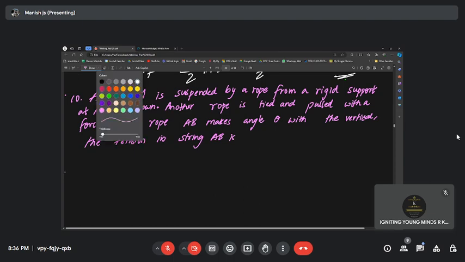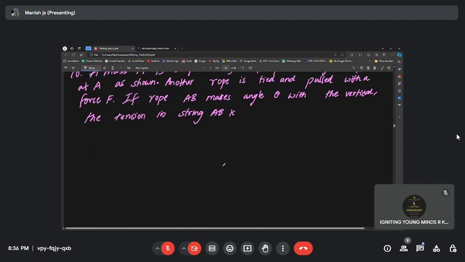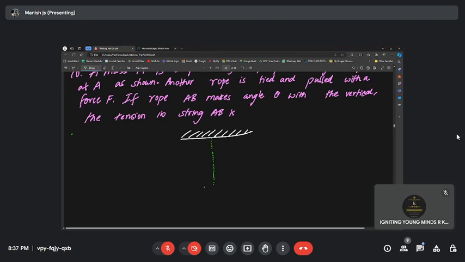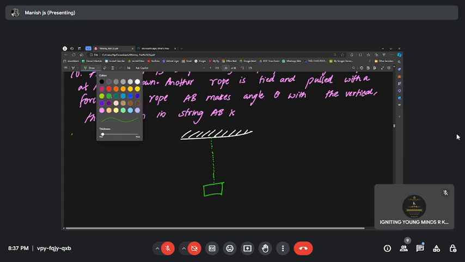So I'm giving you the figure, children, for this. So this is the figure. We have a rigid support here. From there is already a rope, and a mass M is being suspended. So initially that mass M is suspended like this. This is the initial condition. This is at equilibrium. This is how it looks.